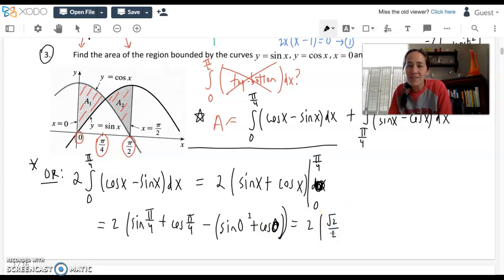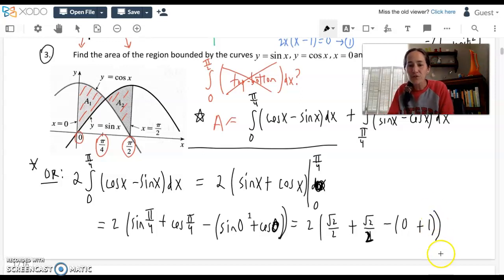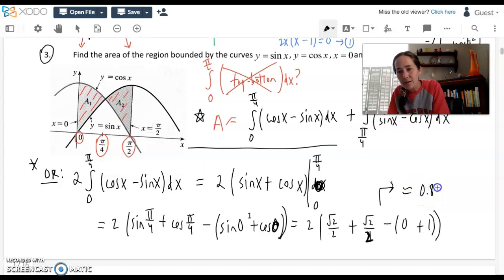Feel free, at the end of this, we might just use a decimal approximation anyway. But this is what we learned as an exact value. Plus the cosine of pi over 4 happens to be the same thing. So it's square root of 2 over 2, minus, what's the sine of 0? Sine of 0 is 0, and the cosine of 0 is going to be 1. You could get an exact value as 2 square root of 2 minus 2. I'd prefer probably just a decimal approximation. Go ahead and type it in. You get, to the nearest thousandth, 0.828 square units.